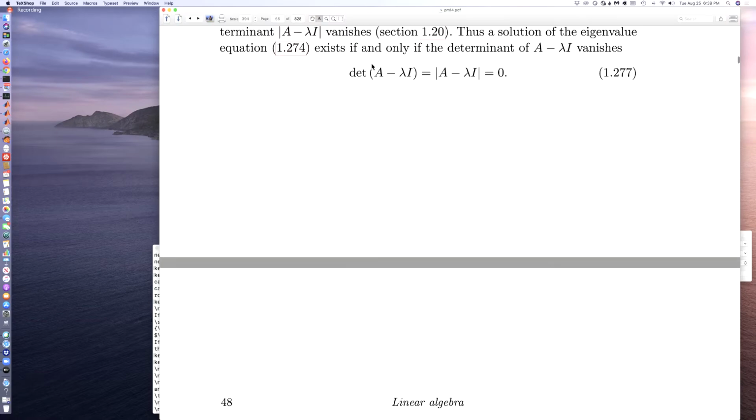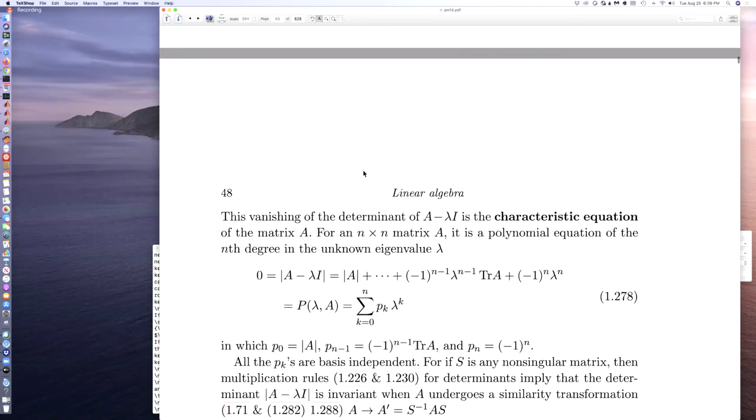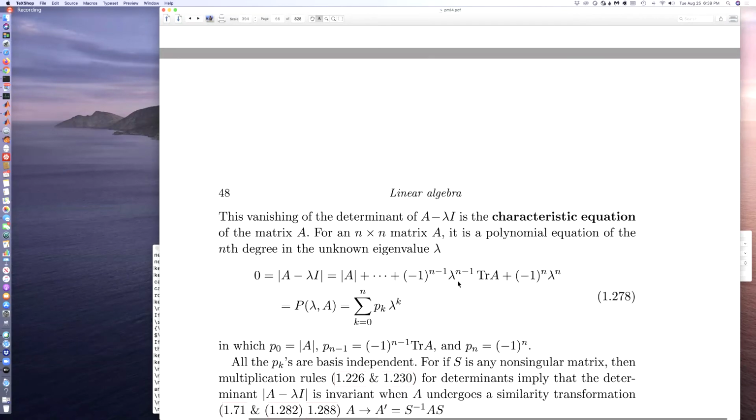And that determinant is then a polynomial in lambda of order n, and the leading term is minus 1 to the n, lambda to the n. The first term is what you get when lambda is 0, and that's just the determinant of A. By the way, this is the determinant of A. It's not the absolute value of anything. And then you have all these other terms, and one of them is the trace of A. Let's see, there's a question here, geometrically.